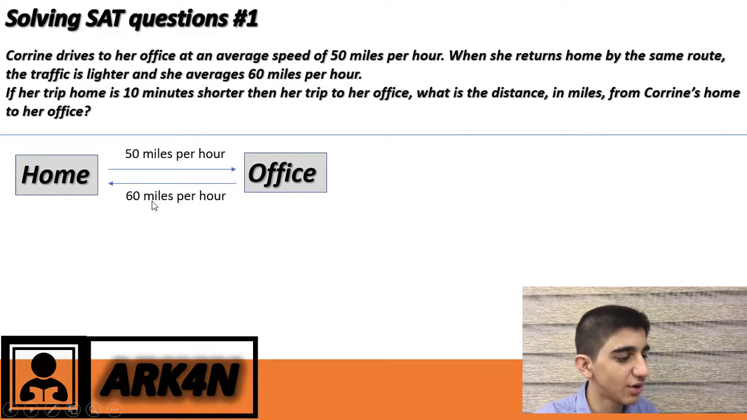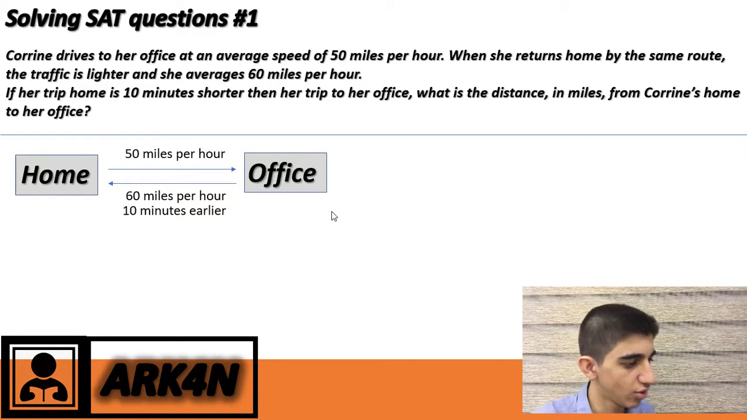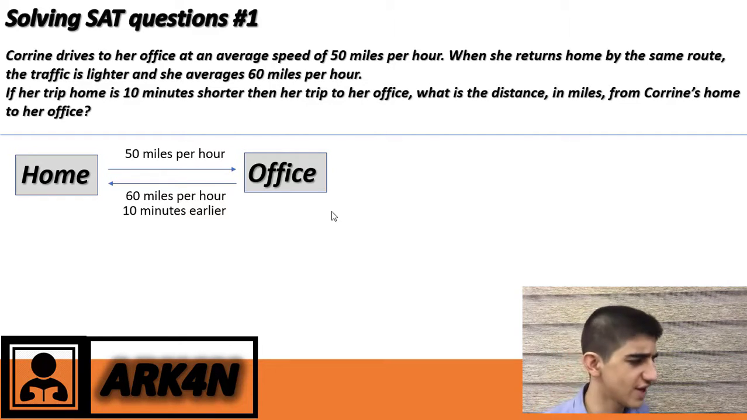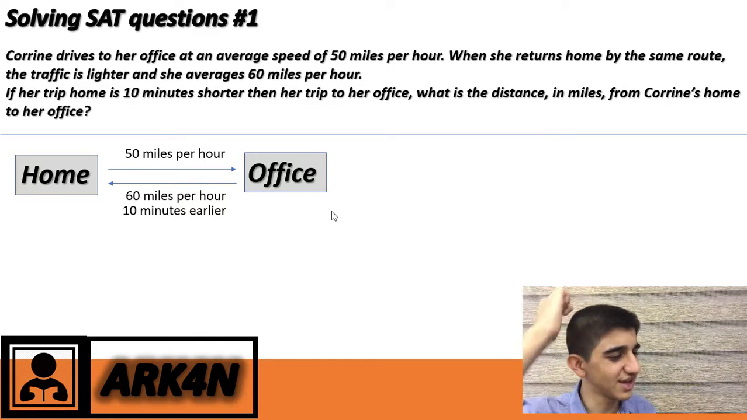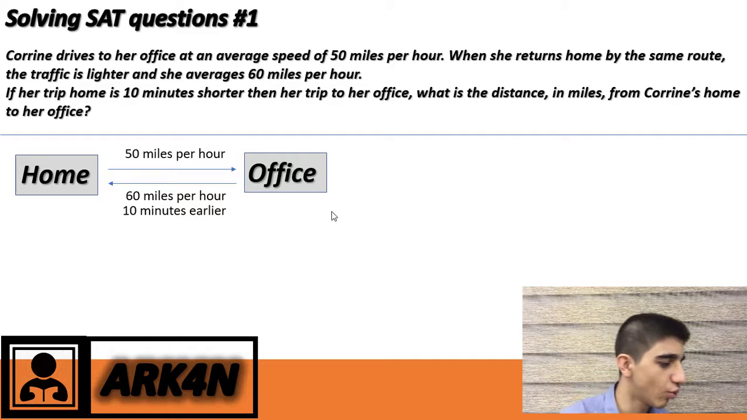Now, if you go at 60 miles per hour, faster than the first one, then of course you arrive earlier. So you arrive 10 minutes earlier, right? And that's a really good thing, because you will use this and find the distance using this 10 minutes thing. But this 10 minutes is kind of tricky. I will show you why, okay?